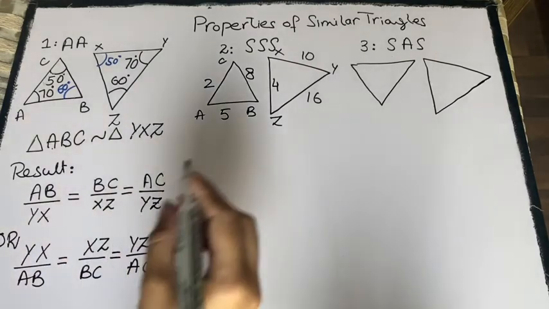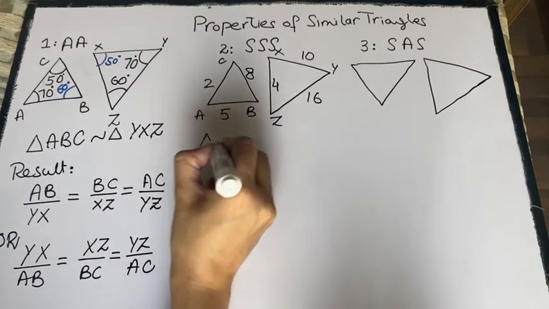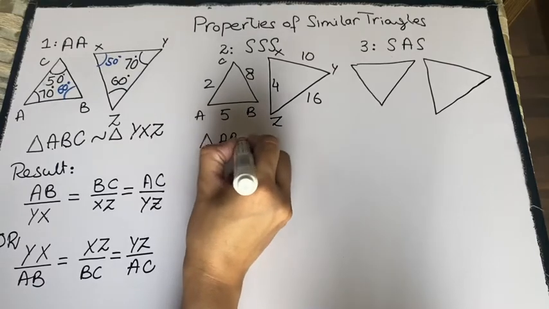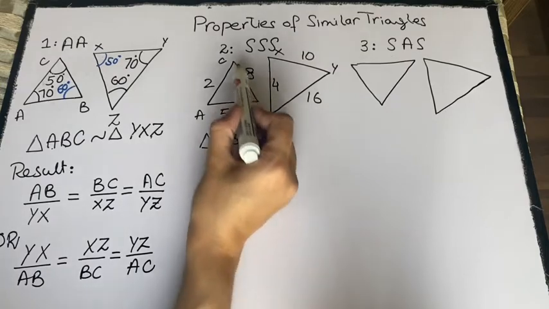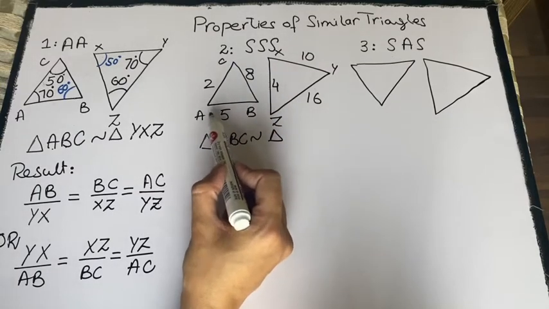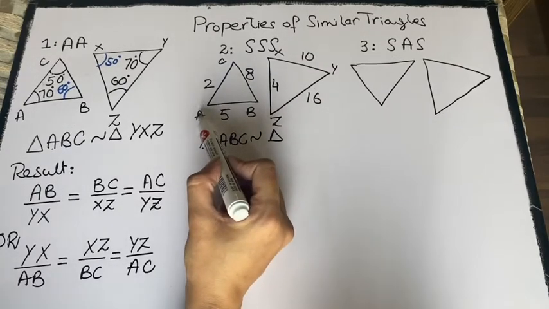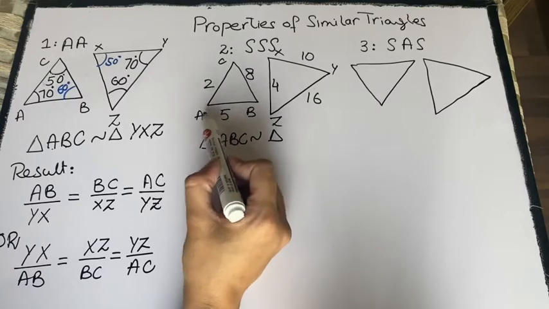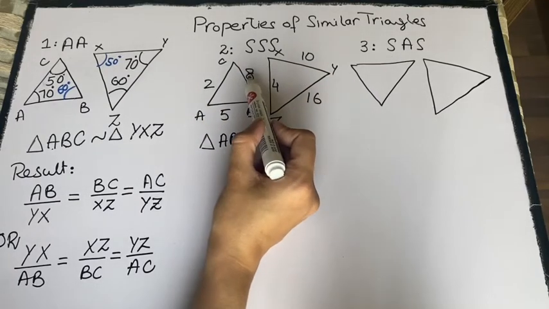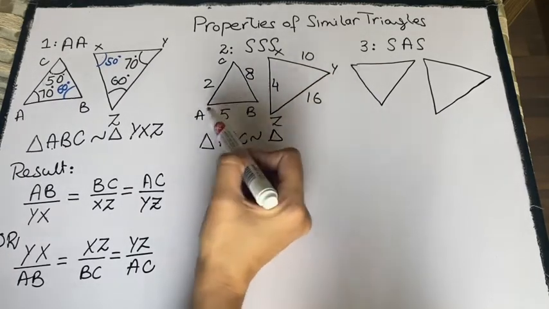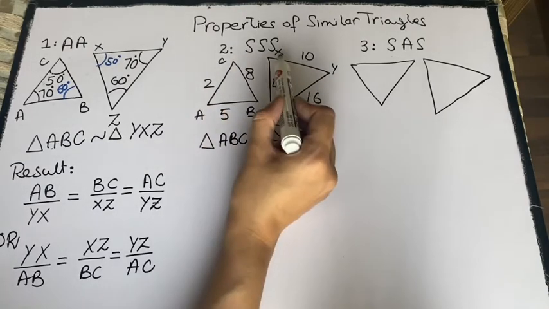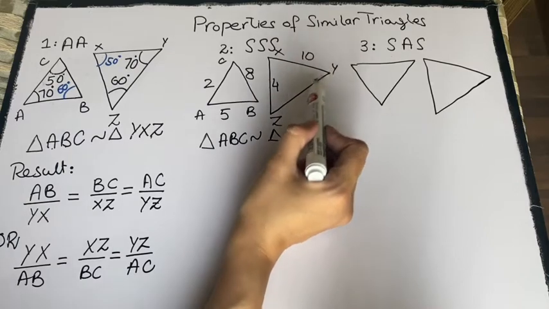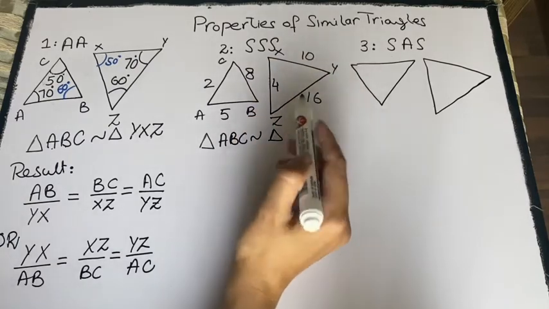So these two triangles, triangle ABC is similar to triangle XYZ. Now you are going to find similar sides. The side proportionate to 5 is 10 and the side proportionate to 8 is 16. A, B, C, 5 to 8. So here you are going to move 10 to 16, X, Y, Z.